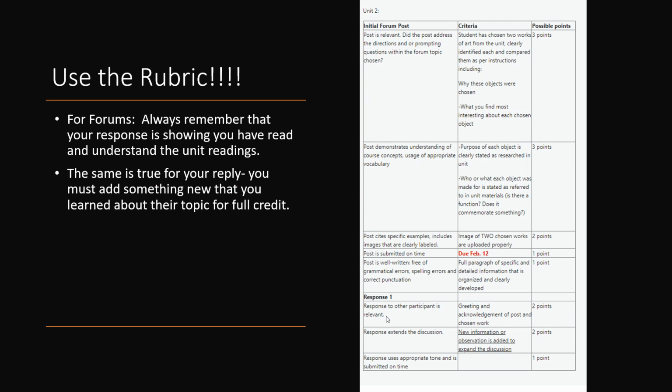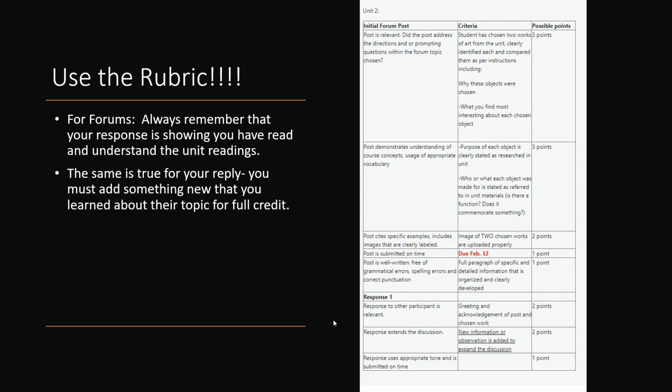For every forum, you must use the rubric. I highly recommend go ahead and write your answer, and then before you submit it, just go through the rubric as a checklist. So you've chosen the works. Why? What do you find interesting about them? What's the purpose? Who was it made for? Does it commemorate something? You've uploaded your images, and then you've made your response. Okay, so that's the checklist. For every forum, there is a checklist that you can use, and this is exactly what I use to grade it, and you'll see that on your grades.